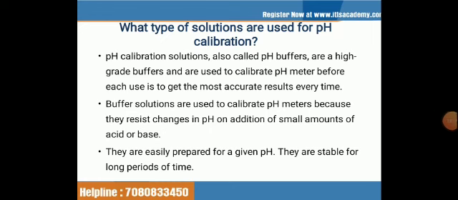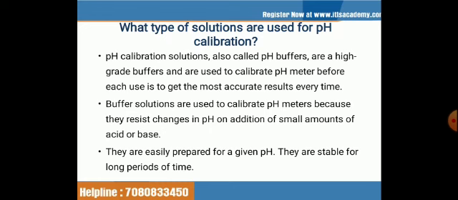Okay, now once you have calibrated your pH meter, let's understand what type of solutions are used for pH calibration. pH calibration solutions, also called pH buffers, we have discussed in an earlier slide. These buffers are high grade buffers and are used to calibrate the pH meter before each use to get the most accurate result every time.